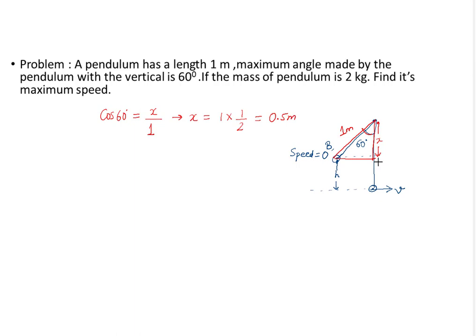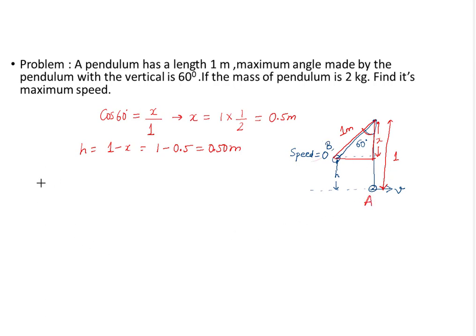So if x is half meters and this whole length is the length of pendulum which is 1 meter, then this h, which is equal to 1 minus x, will be equal to 1 minus 0.5, or simply 0.5 meters. Okay students, now we can apply conservation of mechanical energy to this problem. So according to conservation of mechanical energy, mechanical energy at point B is equal to mechanical energy at point A.